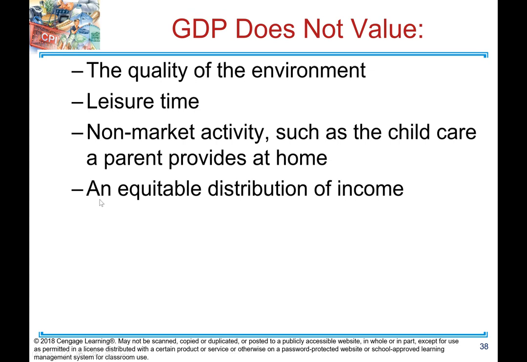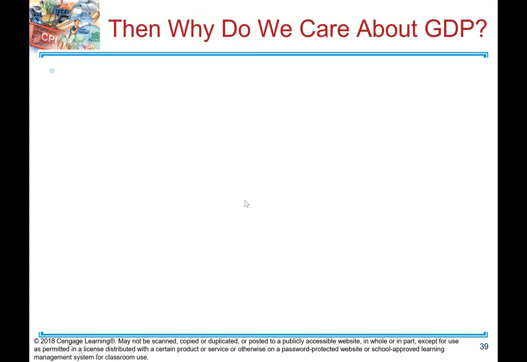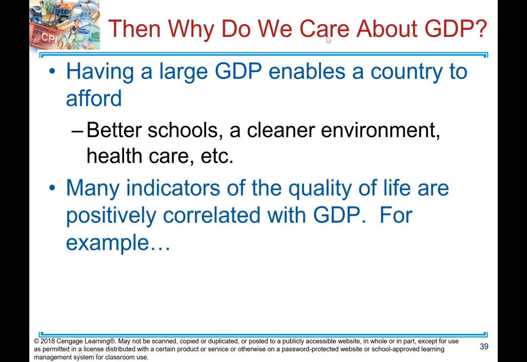GDP does not show an equitable distribution of income. You live in a country where some people are very, very rich, they're billionaires, and some people are so poor they're homeless. Then why do we care about GDP with all these limitations? This is why we care about GDP. Having a large GDP enables a country to afford better schools, a cleaner environment, healthcare, and the rest. Many indicators of the quality of life are positively correlated with GDP, for example.